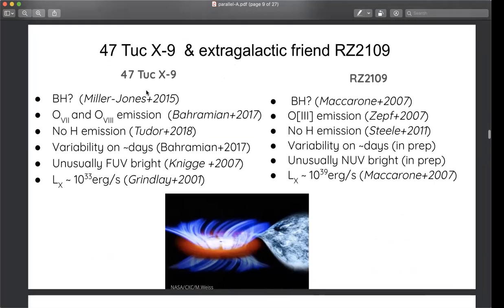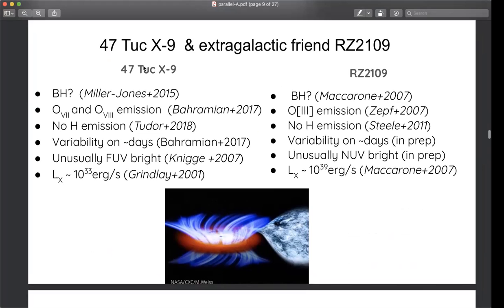So in the interest of time, I'm not going to go through everything that's similar about these sources, but you can see they have a lot in common in a lot of different wavelengths. And as I like to say, the only difference between these two sources is about 6 orders of magnitude in X-rays, but who's counting? But that's actually useful.